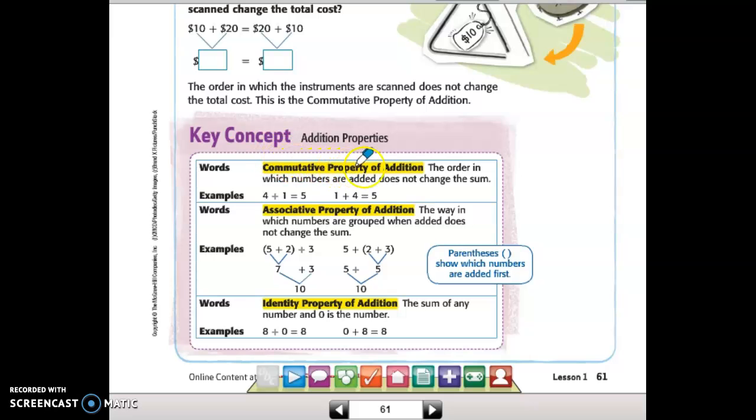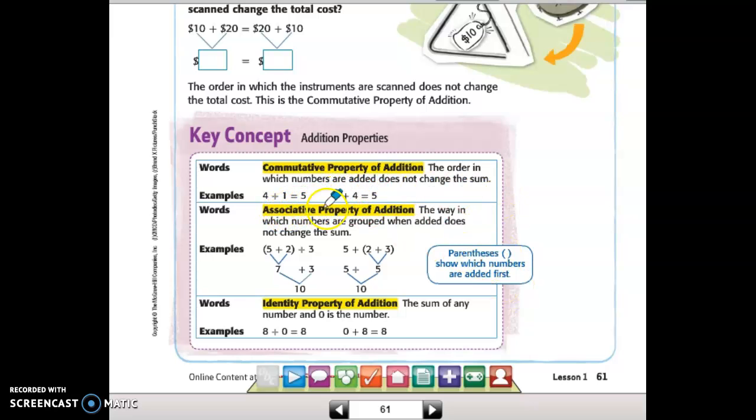The commutative property of addition states the order in which numbers are added does not change the sum. So 4 plus 1 equals 5, and if I switch around those two numbers, I get 1 plus 4, and that does not change the sum. It's still 5. That's not the same for subtraction, but for addition, and it also works for multiplication. It's called the commutative property when we commute or move the numbers around.